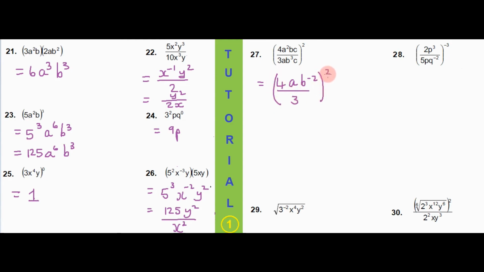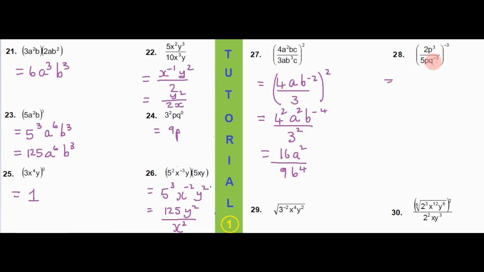This is all squared. Now we can apply the power outside the brackets to everything inside the brackets, to both the numerator and the denominator. So we get 4 squared, a squared, b to the negative 4. We are multiplying the powers of each of these factors by 2. And this is all over 3 squared. So we have 16 a squared, and b to the negative 4 we can move into the denominator as b to the positive 4. 3 squared, of course, is 9.